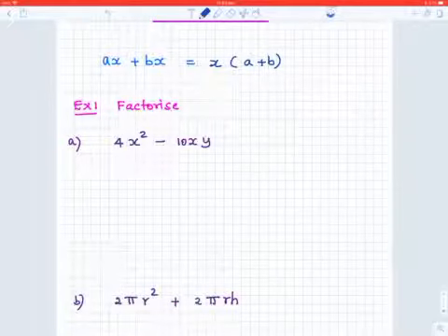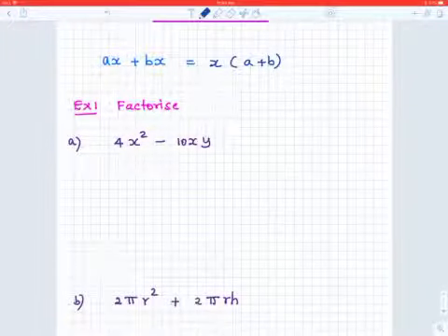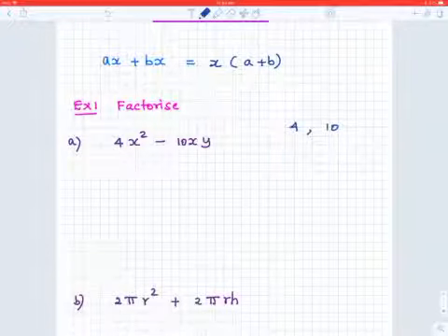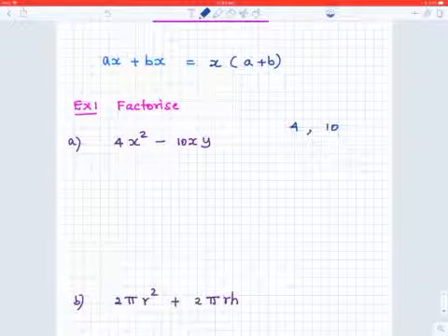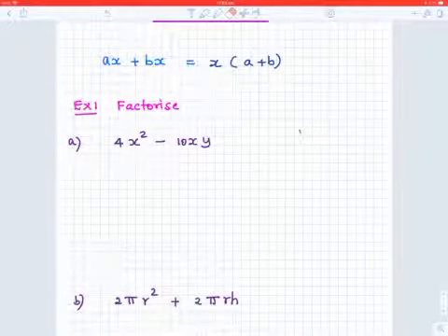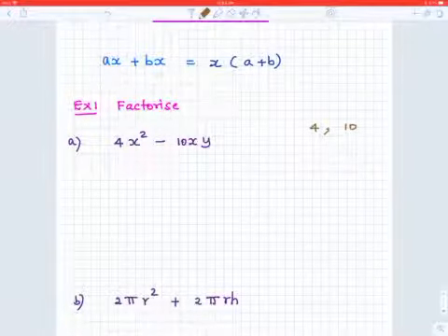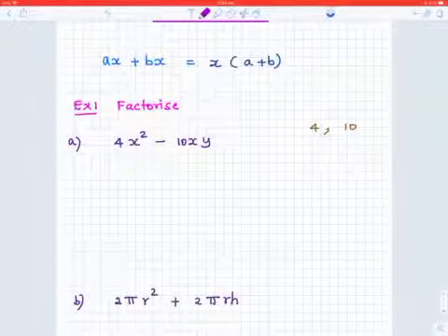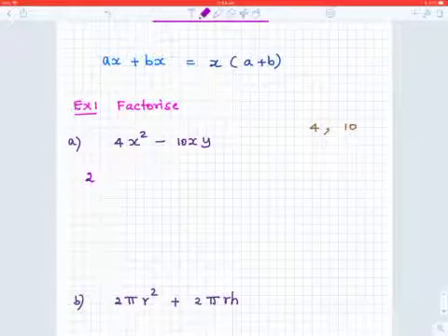Now, in each term, first we are going to look at the number component, then we go to pronumerals. So first I take 4 and 10, and I have to see what goes into 4 and 10. Both are even numbers, so 2 goes into 4 and 10. So first I write 2.